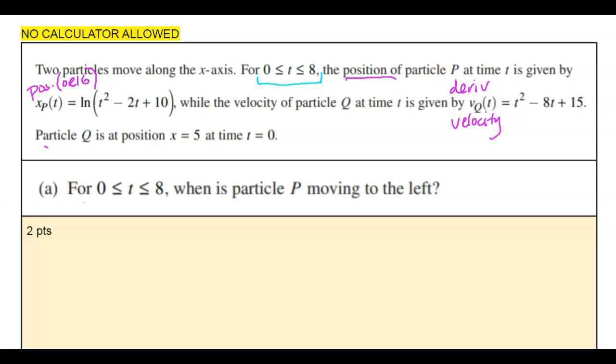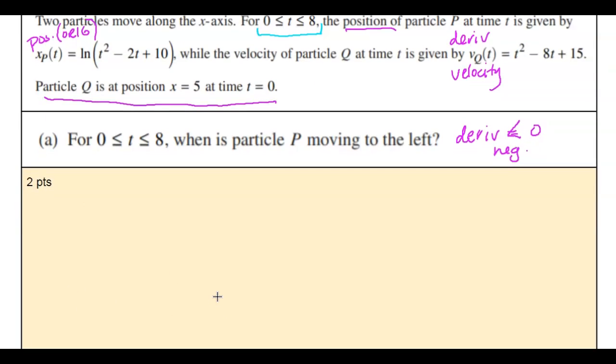And they tell us this. Now, this information might not get used on this part, but there are other parts that eventually we will be using that for. So from 0 to 8 for time, when is the particle moving to the left? So it's moving to the left when the derivative is less than 0. So when the derivative is negative, or velocity is negative. You can think of it that way because that's the derivative.